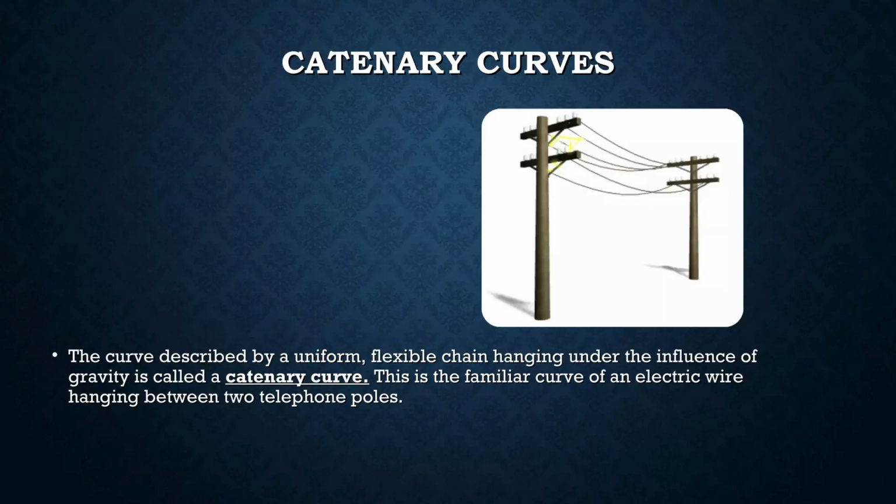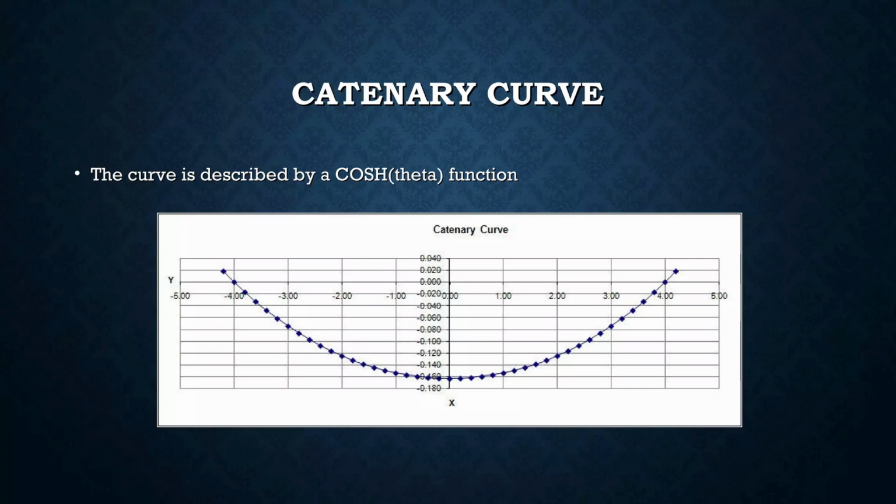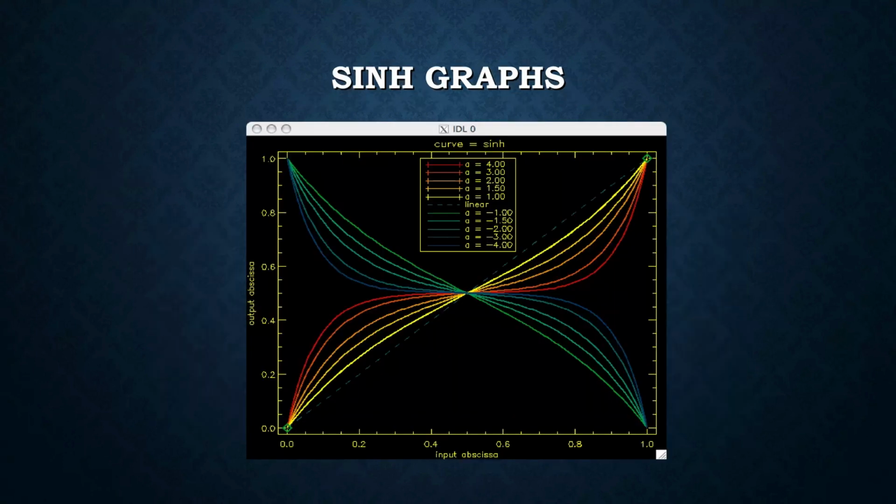Catenary curves. The curve described by a uniform flexible chain hanging under the influence of gravity is called a catenary curve. This is the familiar curve of an electric wire hanging between two telephone poles. The curve is described by a cosh function. This graph represents sinh x.